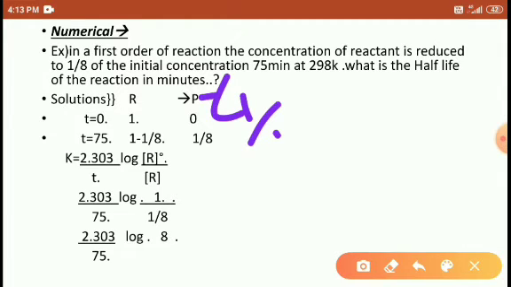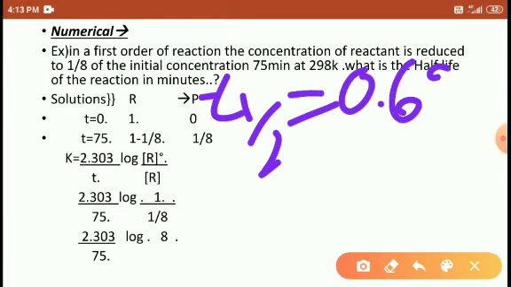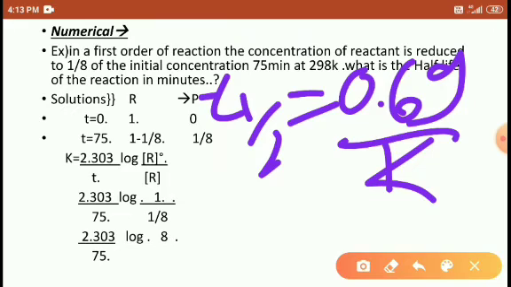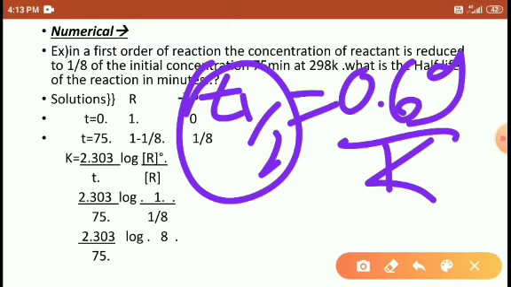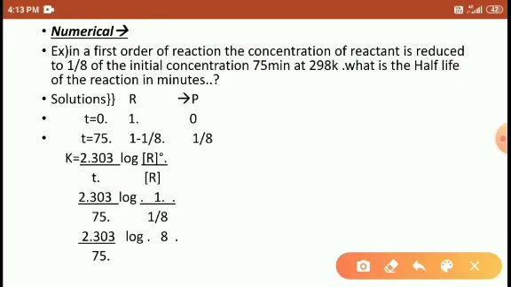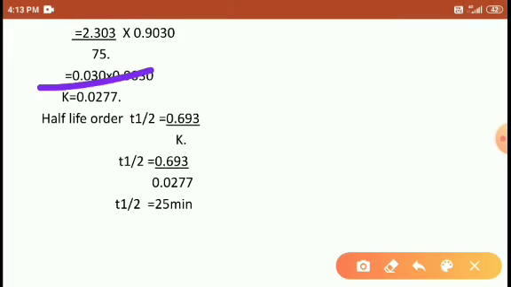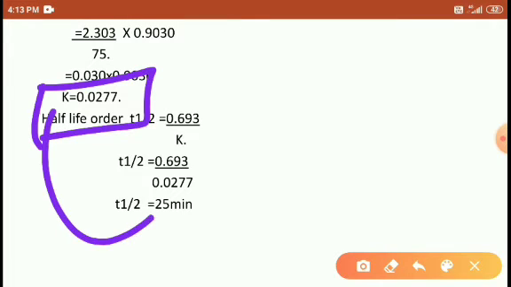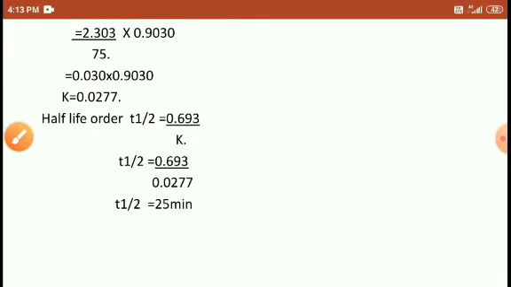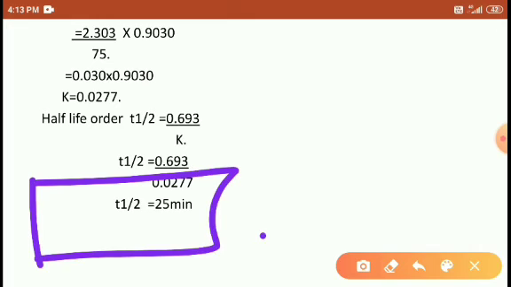So t half is equal to 0.693 by k, we know that. We want to calculate t half, but before calculating t half, we need the k value. That's why we use the first order reaction here. We put all the values into the first order equation and get the k value. This k value I substitute again here. Then we get t half as 25 minutes. Right, students?